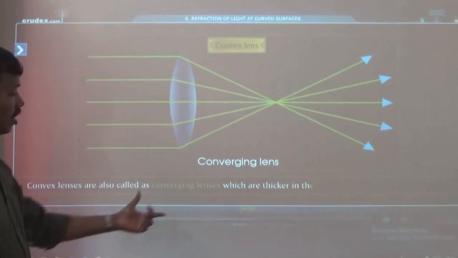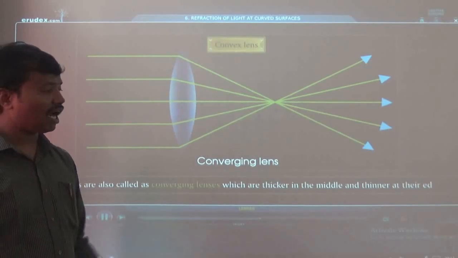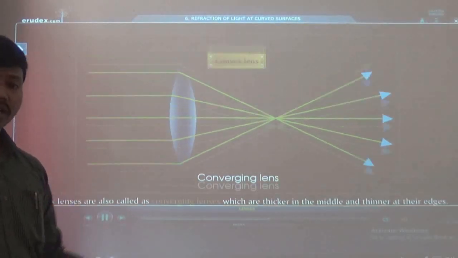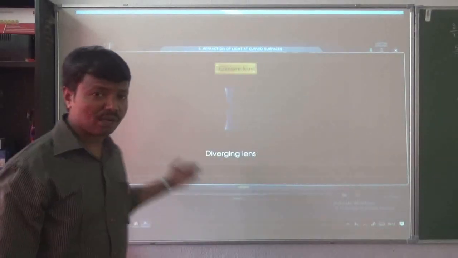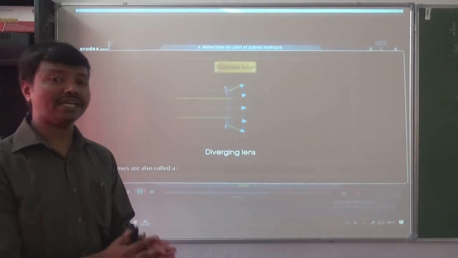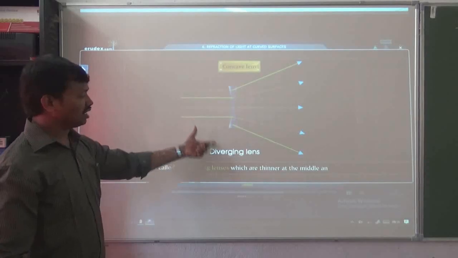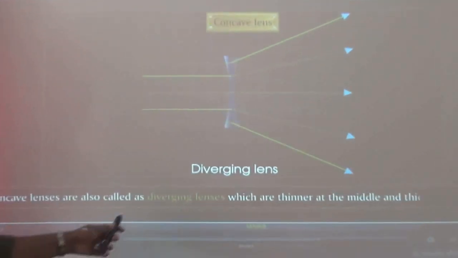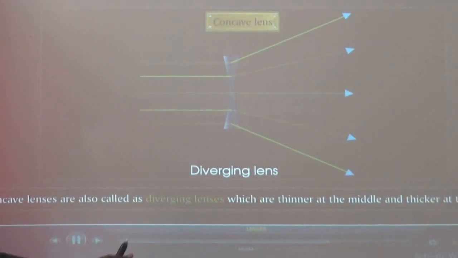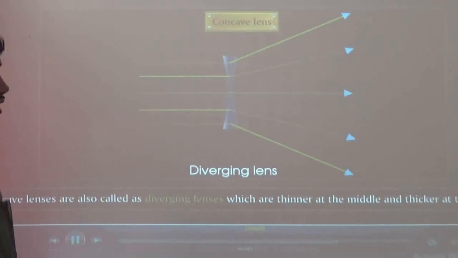A converging lens is thicker in the middle and thinner at the edges. The concave lens is a diverging lens, because the light rays move away from each other. That is why it is a diverging lens. A concave lens is thinner at the middle and thicker at the edges.